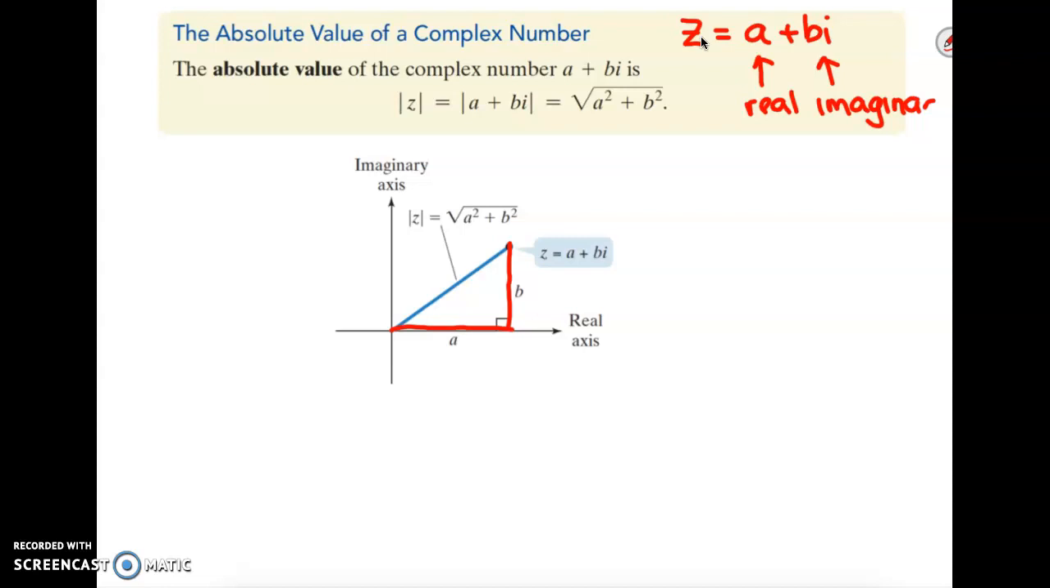For the absolute value of that complex number, you're going to square the A value, square the B value, add them up, and then square root it. And what you're going to get is this distance. This is the distance that the complex number z, sitting out here, is from the origin. That's what you're finding, that distance or the absolute value. So here's an example.